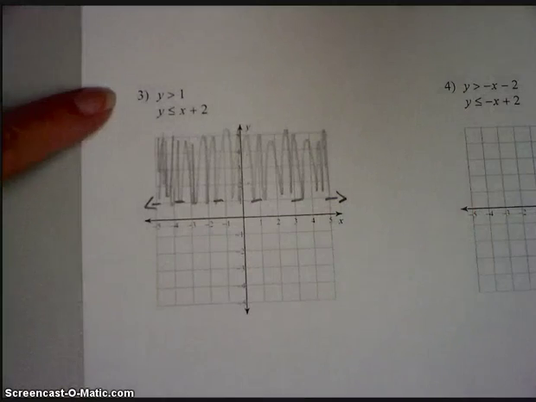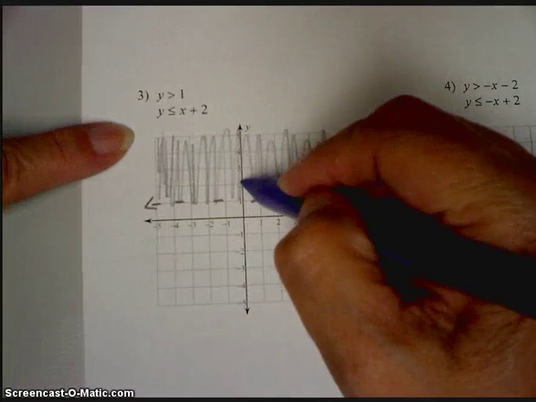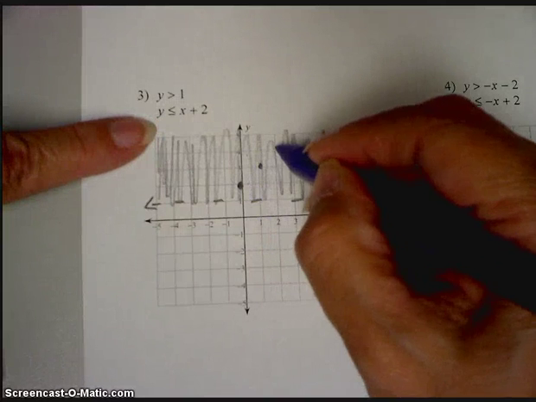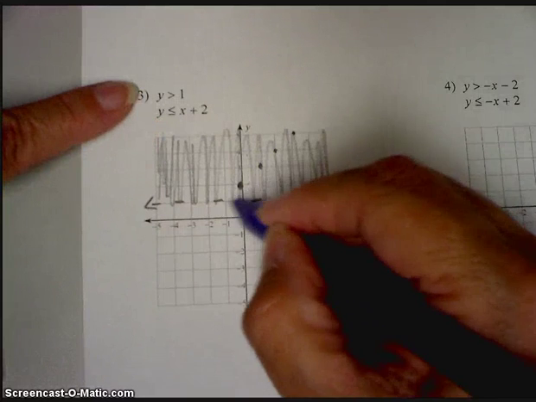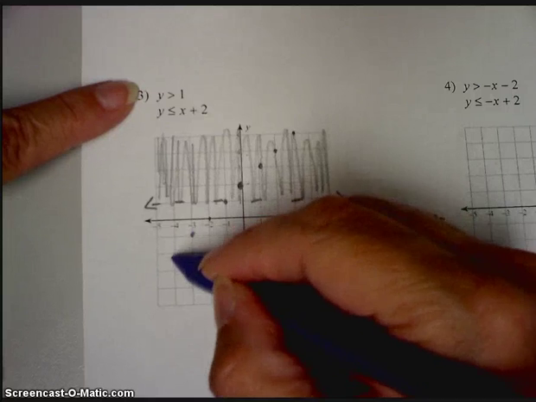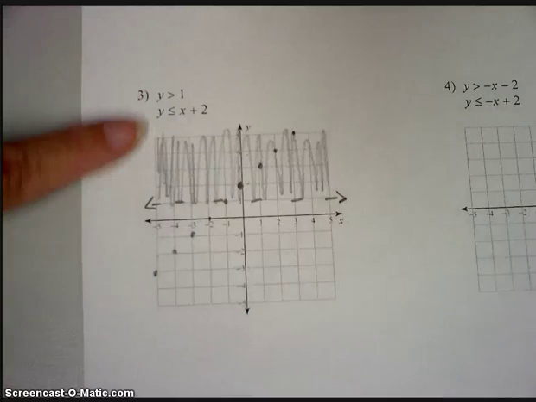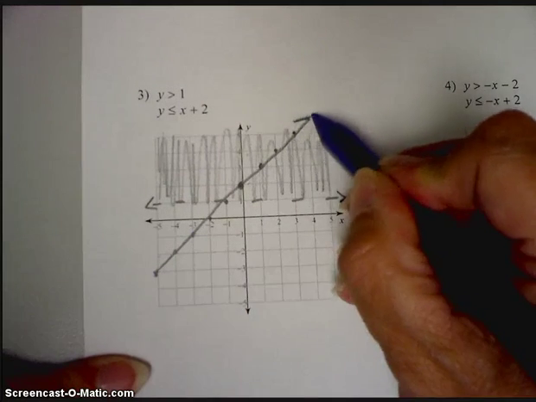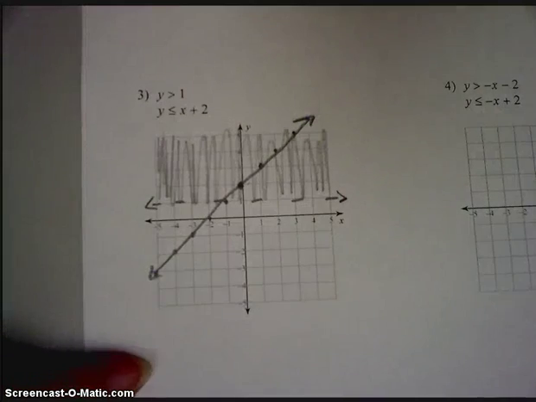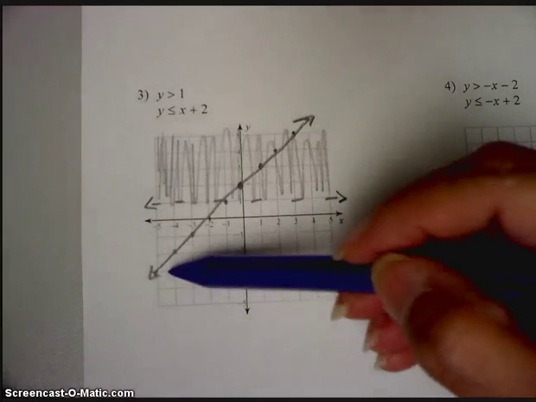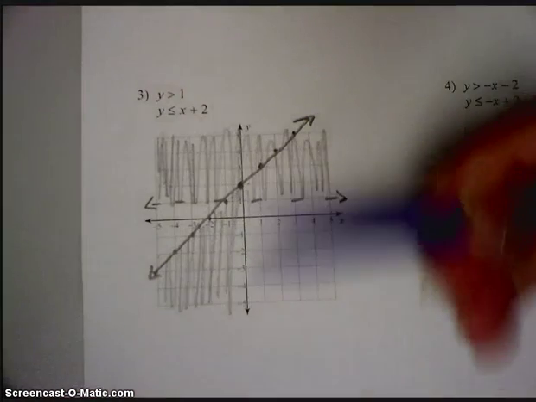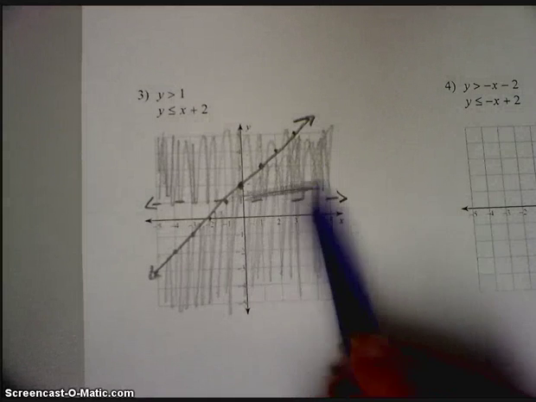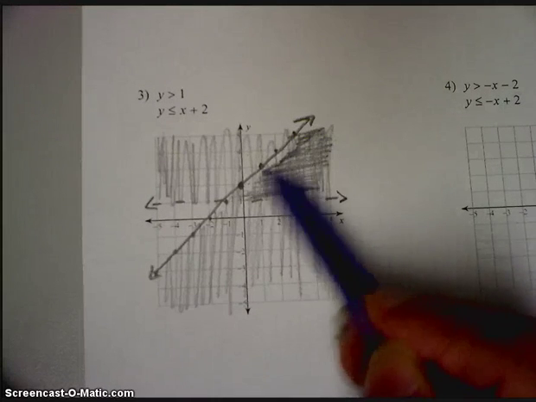Okay, my second line tells me my y-intercept is positive 2. My slope is 1 over 1, so I'm going to go up 1 over 1, up 1 over 1, up 1 over 1. Go the opposite way to do the graph. This has a line underneath, so I'm going to have a solid line here. It says y is less than, so if I'm less than something, I'm below it. So I'm going to shade below this line. My area of intersection is this shaded area in here. That would be my solution.